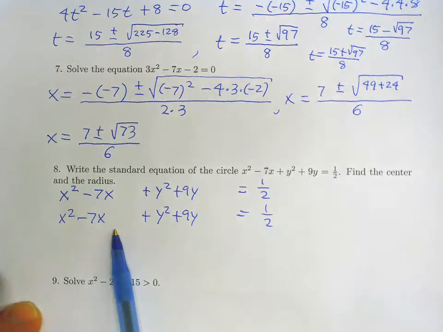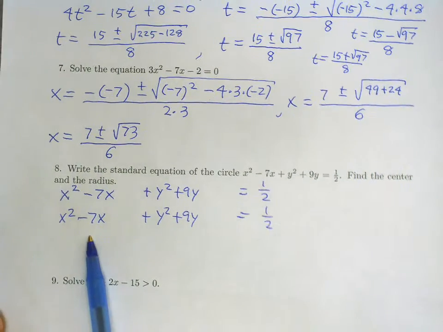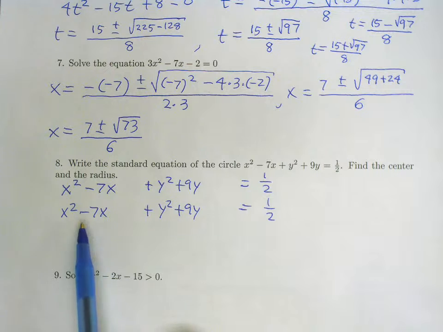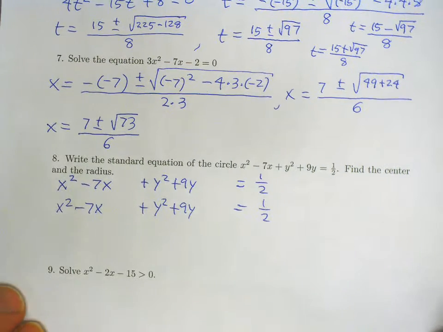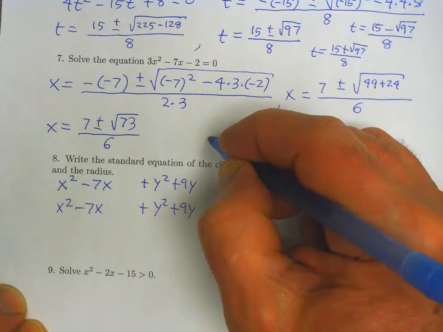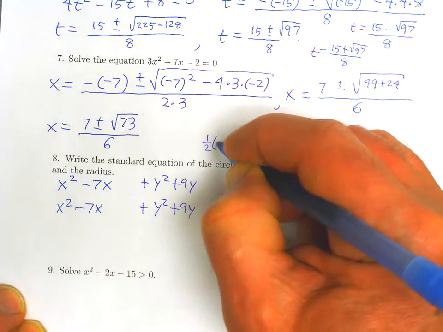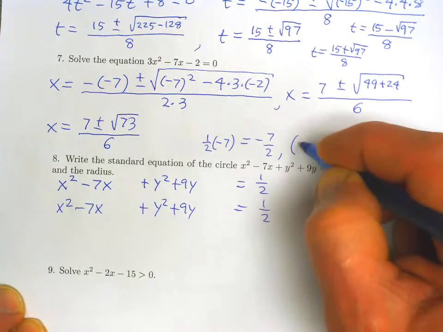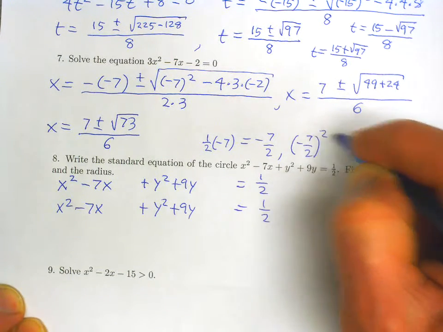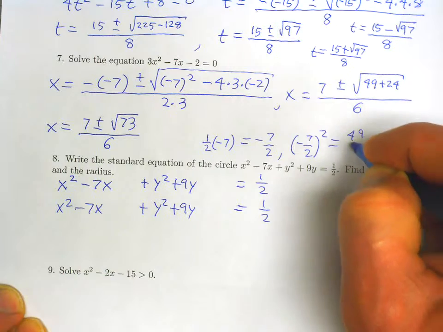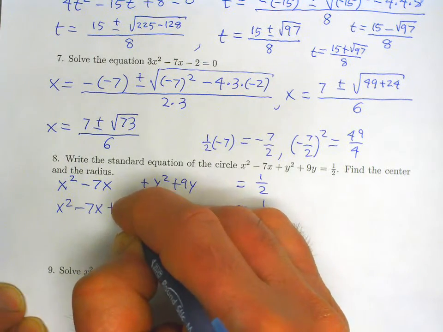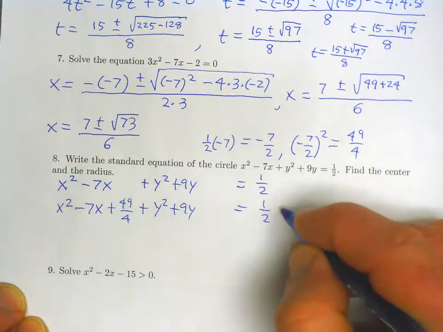Okay, the number that we add to x squared minus 7x to get a perfect square trinomial, we take 1/2 of negative 7 and square it. So up here I'll write that 1/2 times negative 7 is negative 7/2. And then when we square negative 7/2, we get positive 49/4. So we're going to add 49/4 to both sides of the equation.